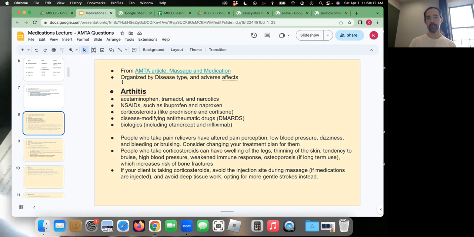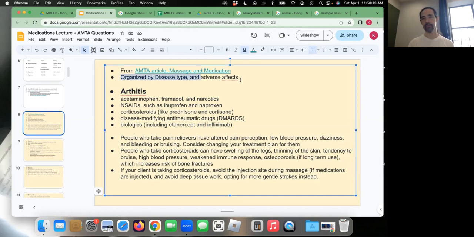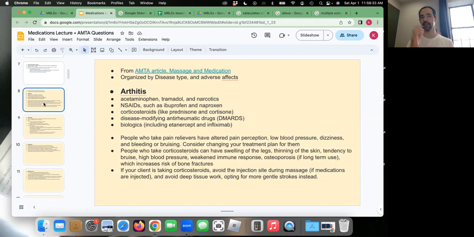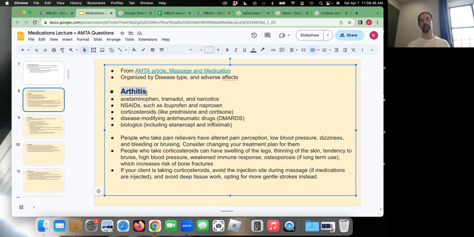From the same article, if we organize medications by disease type, so we have been organizing them by drug, but if we organize them by disease type, and we talk about arthritis, diabetes, Parkinson's disease, it's also very useful. It clarifies things. So arthritis, the main drug given for that is acetaminophen, also tramadol, and sometimes narcotics, right? So that would be opioid-based drugs.